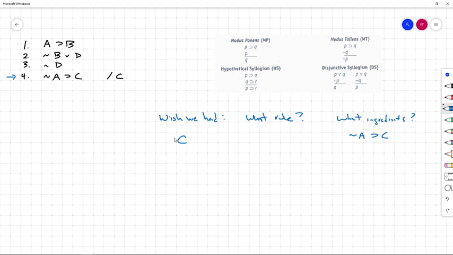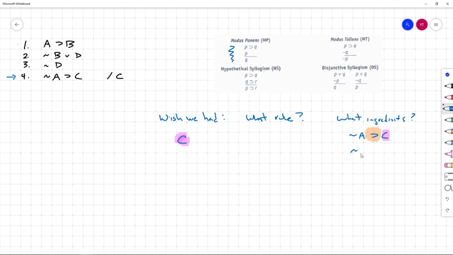Now, the next question, or I guess it's actually sort of a combo question, is what rule and what extra ingredients might there be to actually get what we want? Looking at line 4, the thing to notice always are your main operators. Line 4 is a horseshoe. Additionally, notice that the sentence that we want occurs in the consequent position of that conditional. Well, that ends up being very handy for us because that's exactly the rule pattern modus ponens.